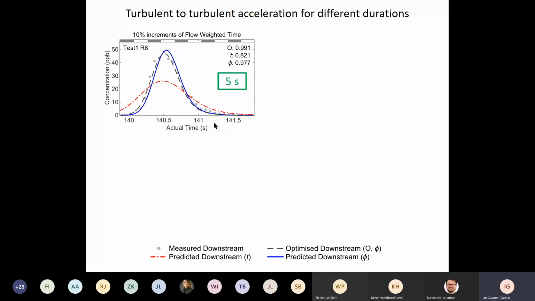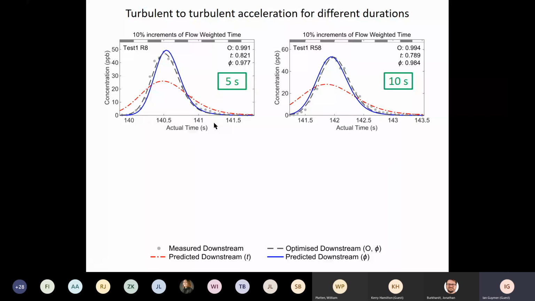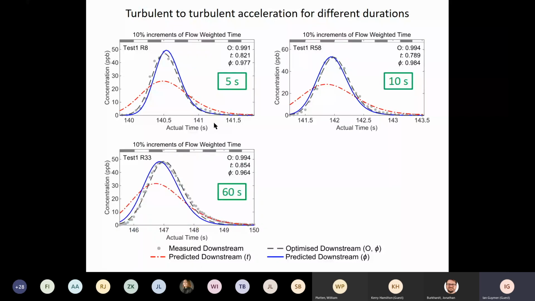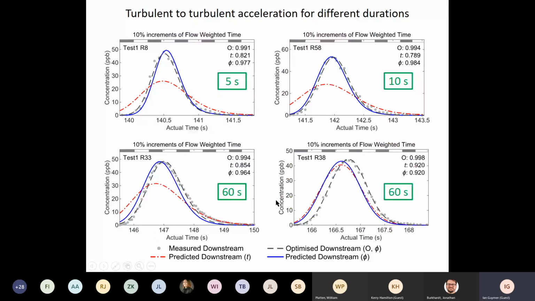So I did put together several slides at different acceleration durations, and basically you can see the same trend. If you do an analysis or a prediction in real time, it's worse. There are two here at 60 seconds because we were able to do 2 injections. The first one with the greatest acceleration is not so good. When you get towards the end of it, it makes very little difference. So that's what we obtained when we were looking at turbulent to turbulent acceleration.